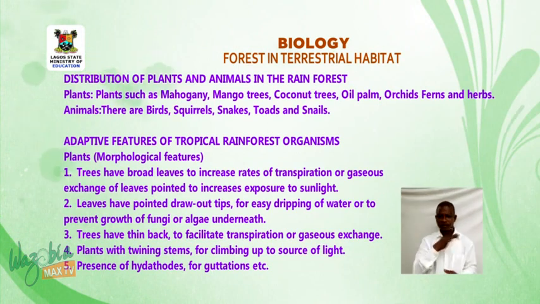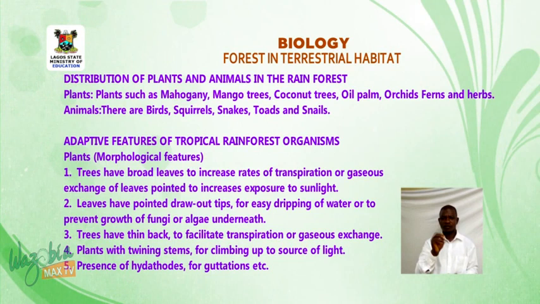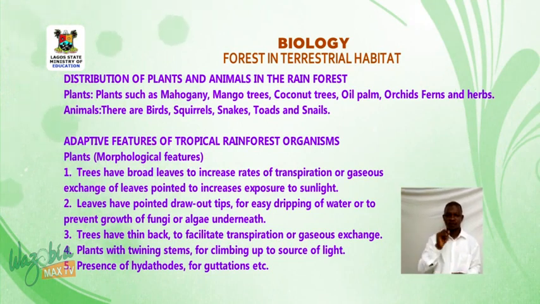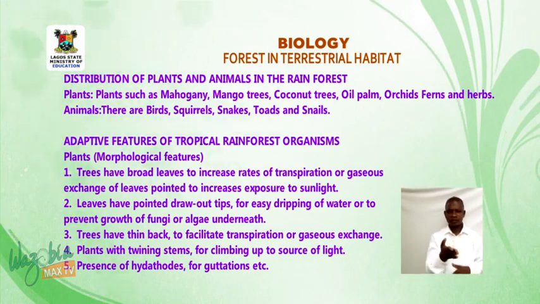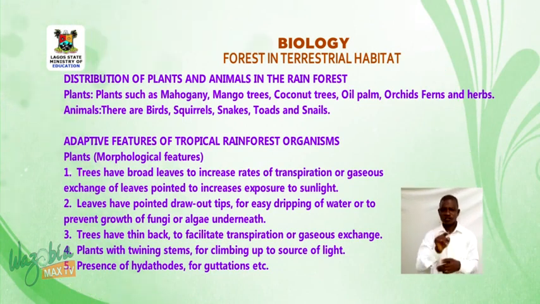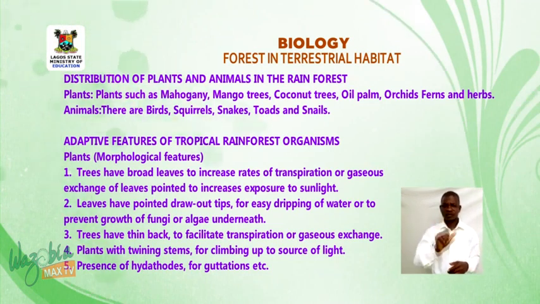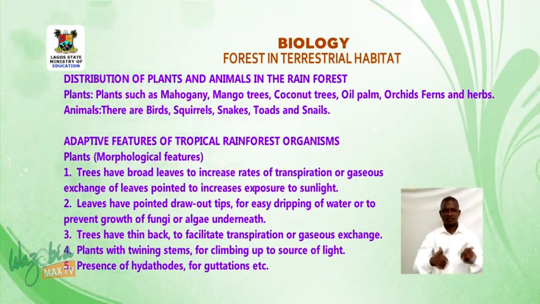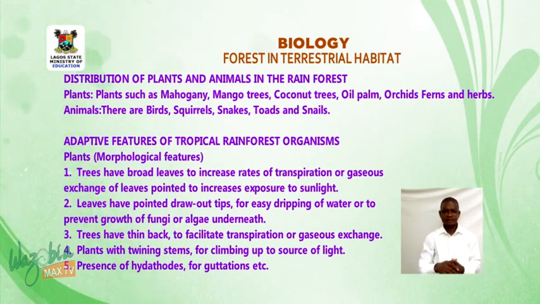Plants such as mahogany, mango trees, coconut trees, oil palm trees, orchids, ferns, and herbs. Animals: there are birds, squirrels, snakes, toads, and snails. You see these different kinds of plants and animals in the forest.